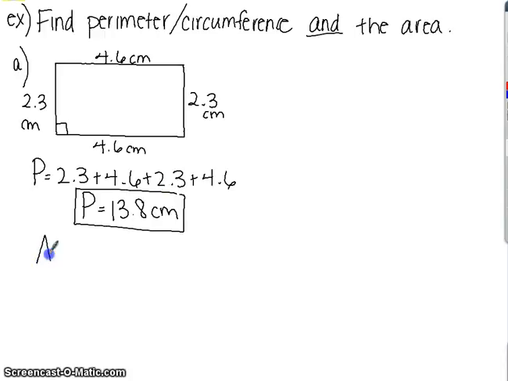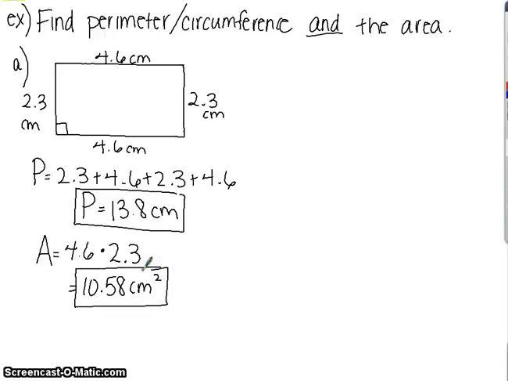Okay, let's try the area. All right, so area is base times height. Okay, so we have a base, we have a height, or you can think of this as your base and that is your height. Either way, you get the same answer. So 4.6 times 2.3. When you punch those in or do those by hand, either way, what you should get is 10.58, and remember that area is a squared unit, so I'm going to go square centimeters or centimeters squared on that one.